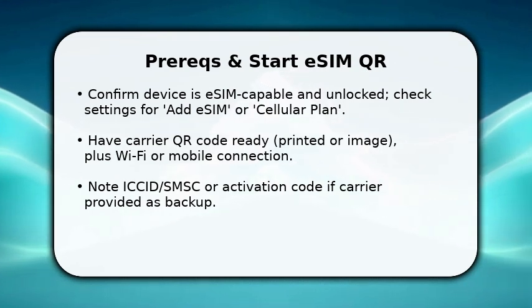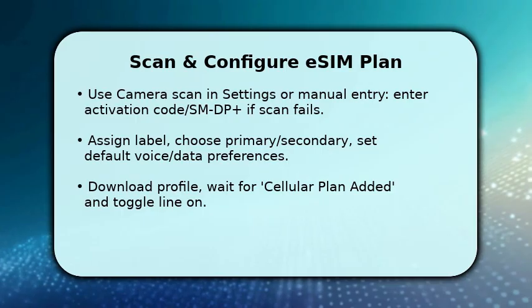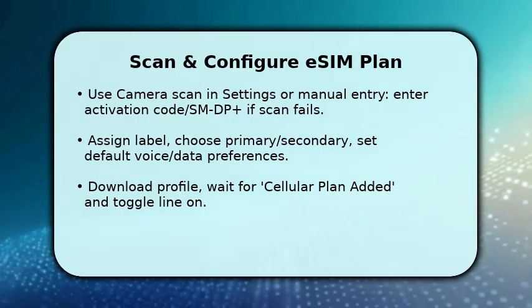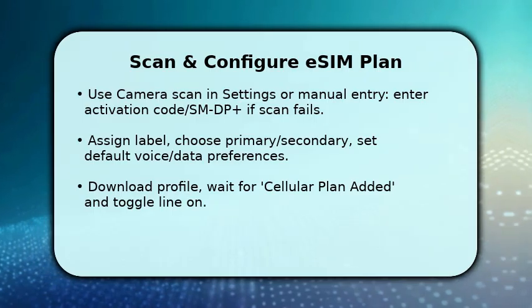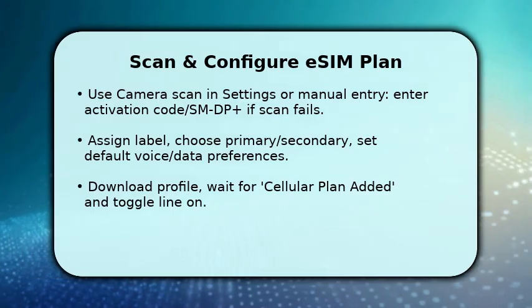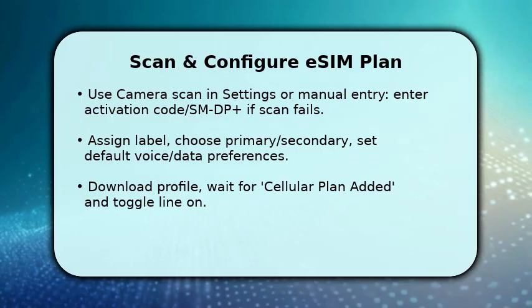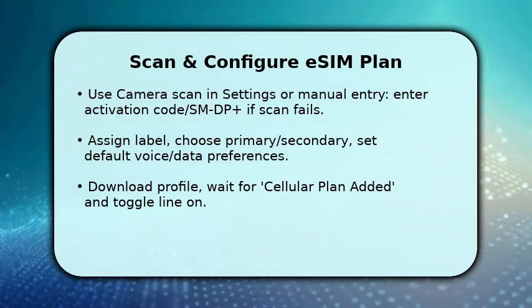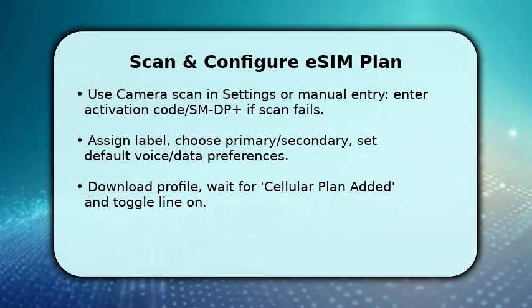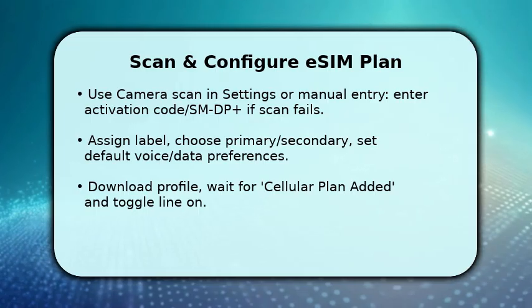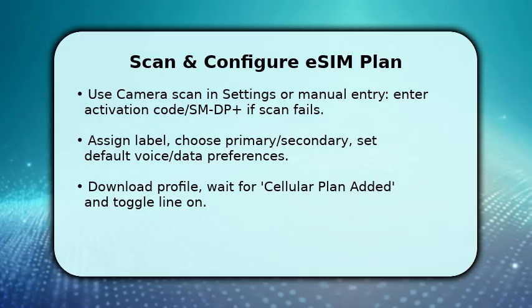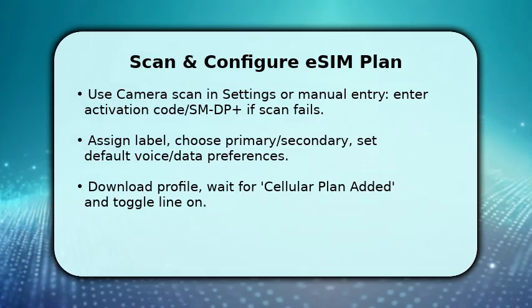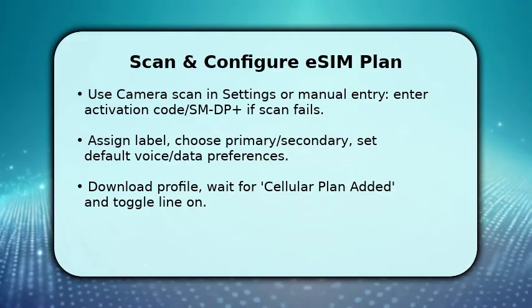Next, you scan or enter the info to add the eSIM profile. Open Add Cellular Plan and point the camera at the carrier QR. If scanning fails, choose Enter Details manually and type the SM-DP+ or activation code. Once the profile appears, assign a label and select whether it becomes your default for voice, text, or data. You'll download the profile. Make sure you stay on Wi-Fi if the carrier requires it. When prompted, toggle the line on so the plan becomes active.